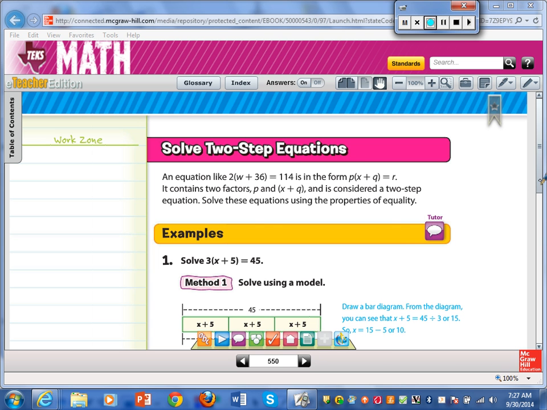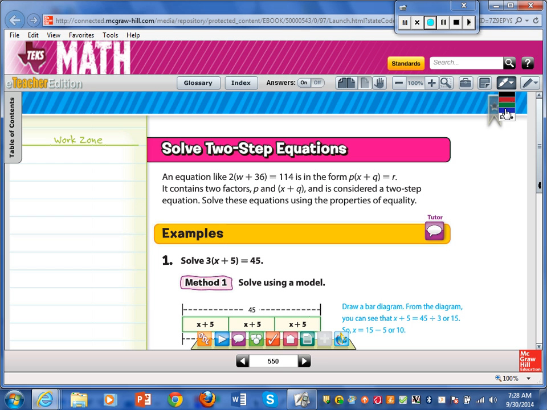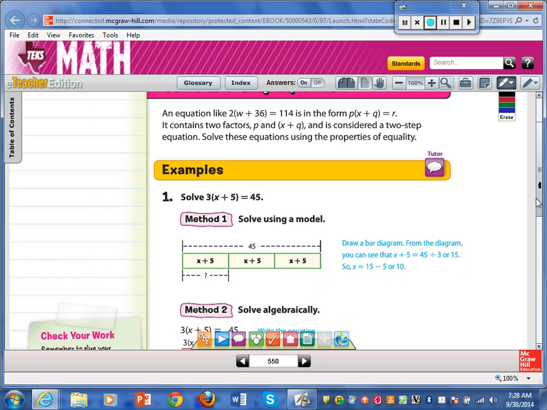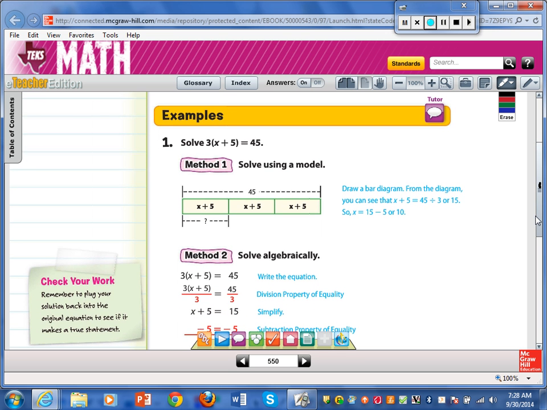Okay, so once again, a lot of the stuff you're already familiar with, so we're just putting a lot of these things together. So let's go ahead and do an example right away. On this one it says, solve 3 times x plus 5 equals 45.